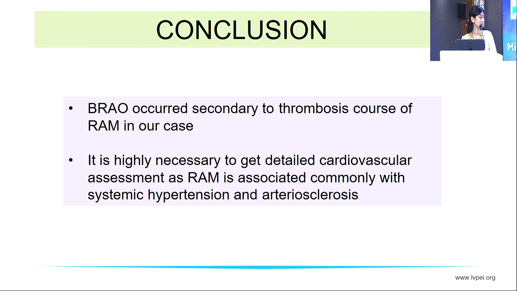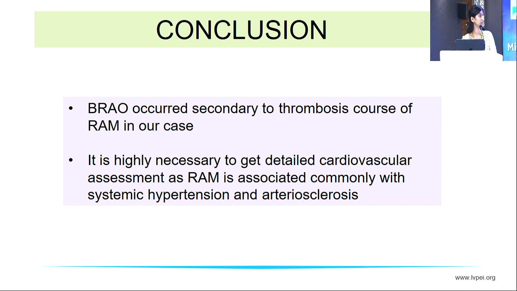But can you say it is RAM plus BRAO, or do you have to say RAM secondary to BRAO, secondary to RAM? It can be because BP was raised, so it is RAM with BRAO. And if there was a leaking macroaneurysm and you suspect it is causing the BRAO, why was it not lasered?